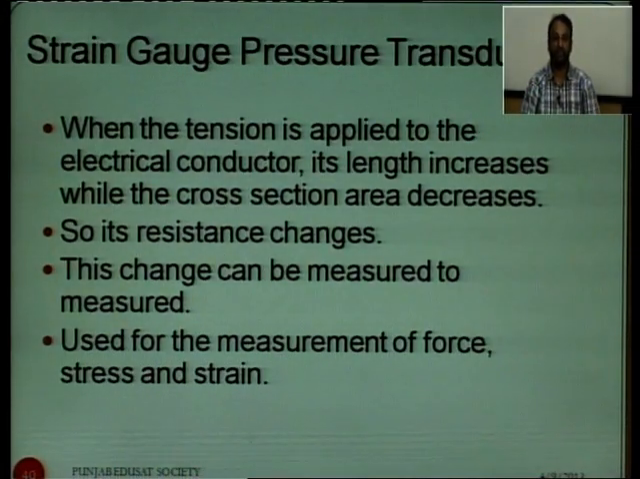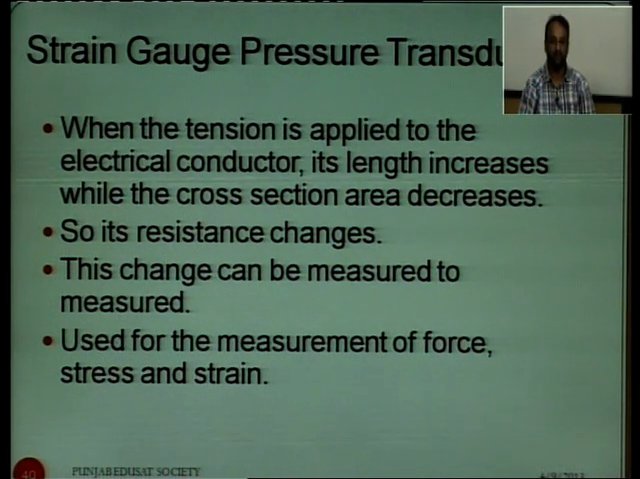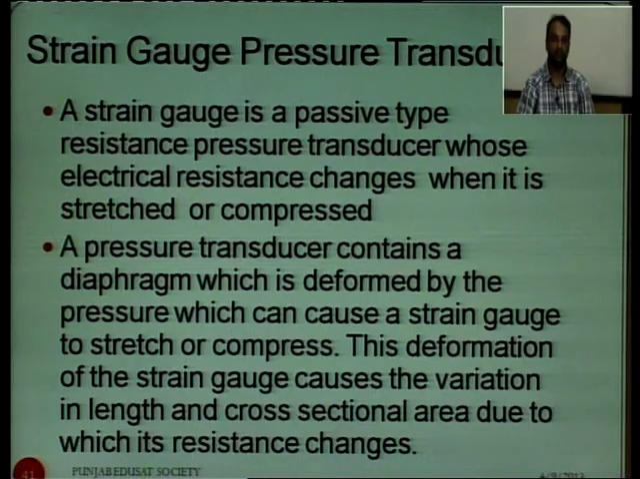Then another example is strain gauge pressure transducer. When the tension is applied to the electric conductor, its length increases, whereas its cross sectional area decreases. Due to change in length and area, its resistance changes. This change can be measured. This type of strain gauge pressure transducer is used for measurement of force, strain and stress.